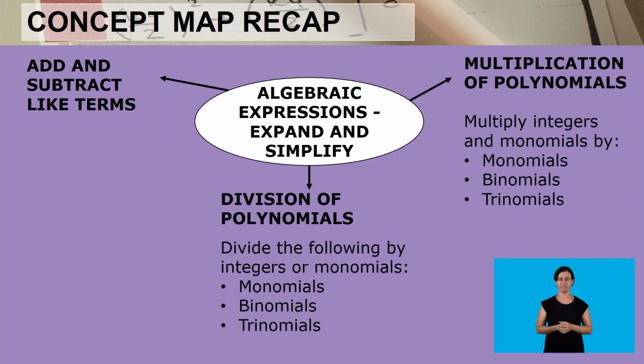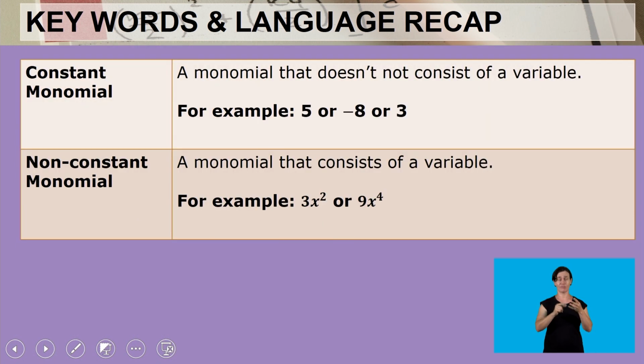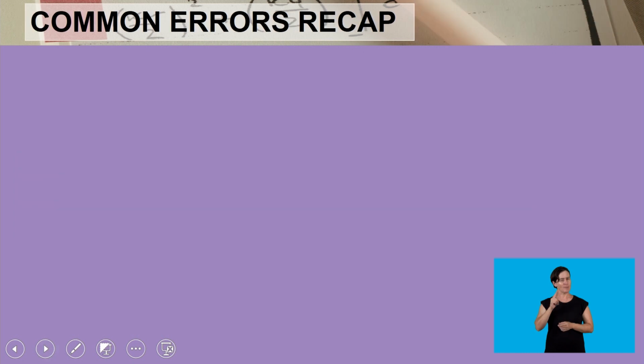So we looked at three concepts, and that was to add and subtract the like terms, the multiplication of polynomials, and the division of polynomials. Looking at the keywords that we looked at during this lesson, we looked at monomial, binomial, trinomial, the constant monomial, and the non-constant monomial. Now let's remind each other of the common errors that we should look out for.